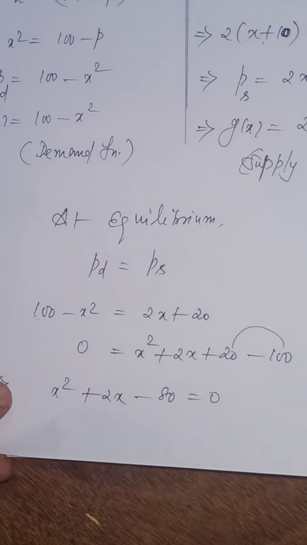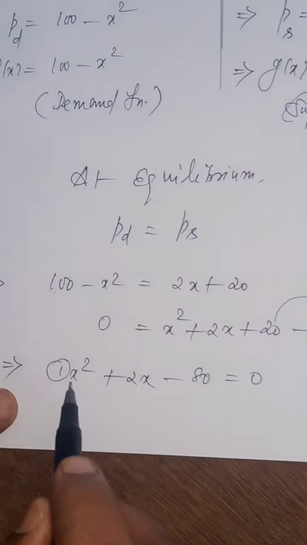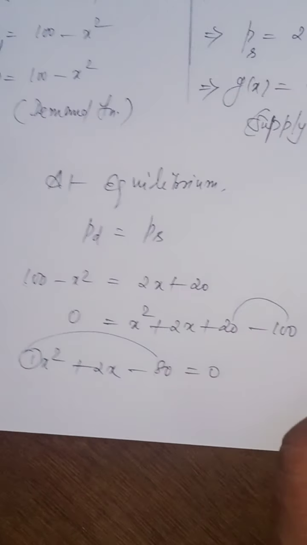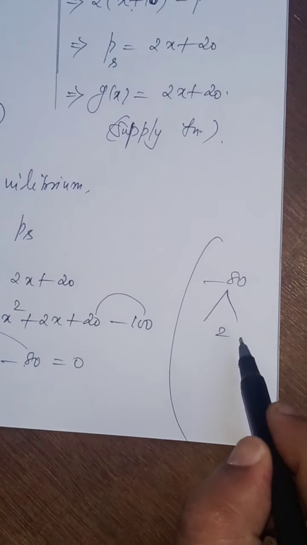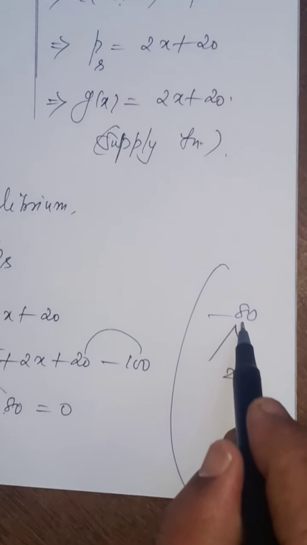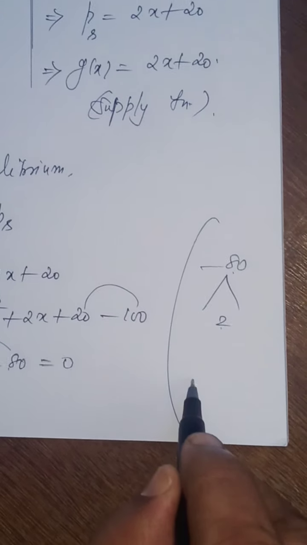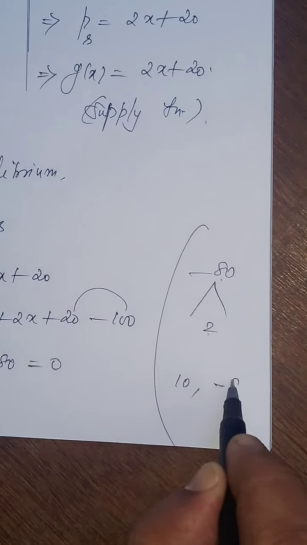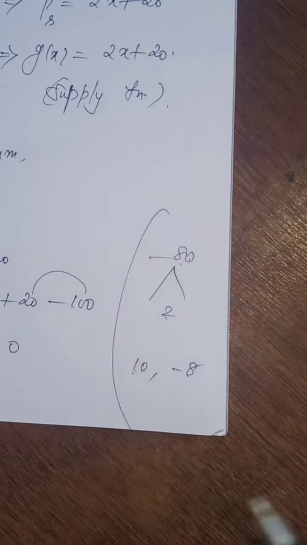I can factorize. The coefficient of x square is 1. 1 into minus 80 equals minus 80. And the coefficient of x is 2. We have to find two numbers. The product of the two numbers equals minus 80, and the sum of the same two numbers equals 2. The two numbers are 10 and minus 8. 10 minus 8 is 2, and 10 into minus 8 is minus 80.